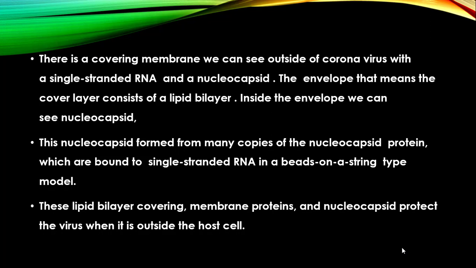There's a covering membrane we can see outside of the coronavirus, with a single stranded RNA and a nucleocapsid. The envelope, that means the covering layer, consists of a lipid bilayer. Inside the envelope we can see the nucleocapsid. This nucleocapsid is formed from many copies of nucleocapsid protein, which are bound to a single strand RNA in a beads on a string type model. The lipid bilayer covering, membrane protein, and nucleocapsid protect the virus when it is outside the host cell.